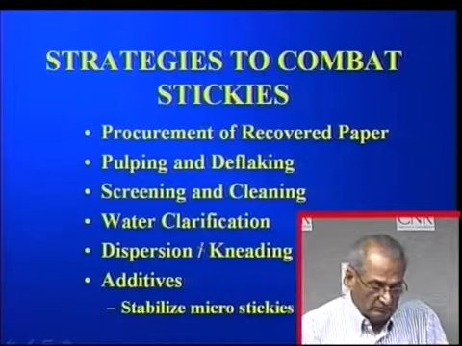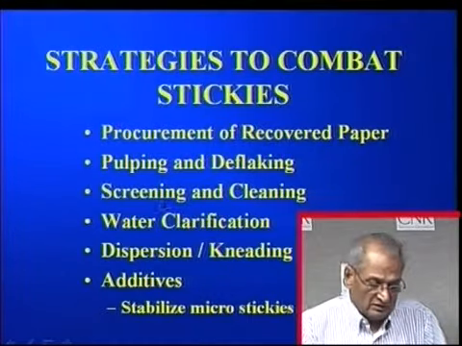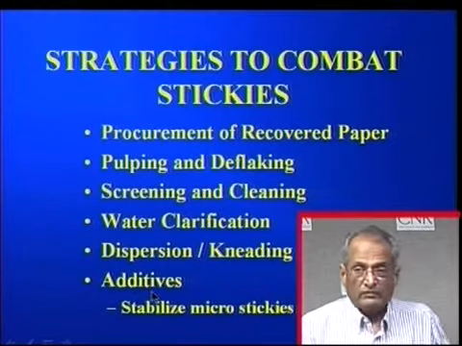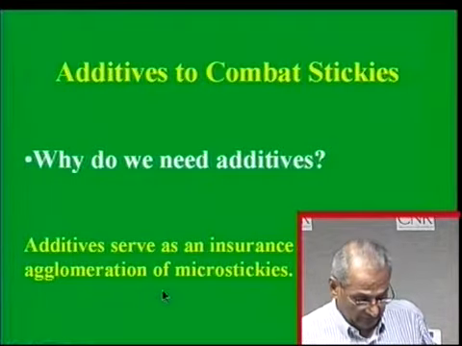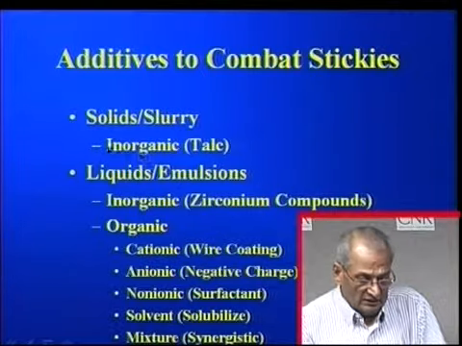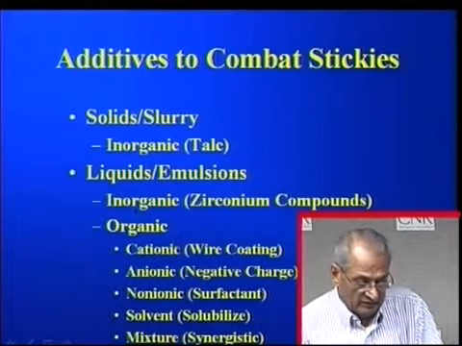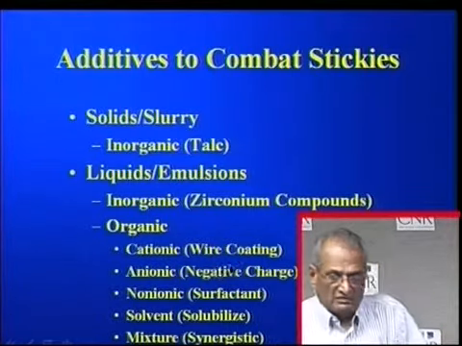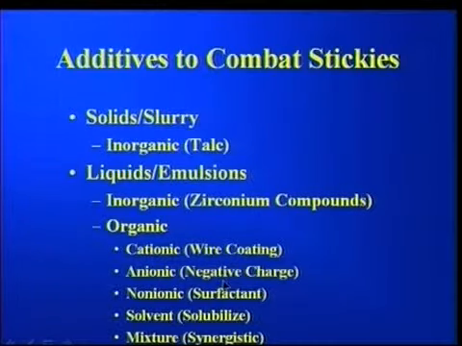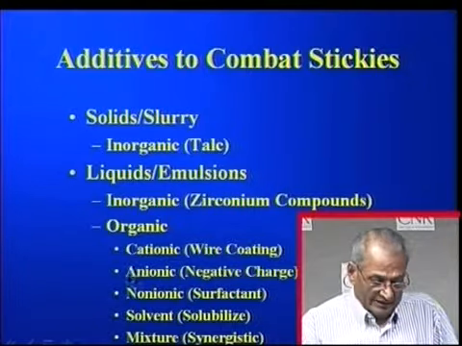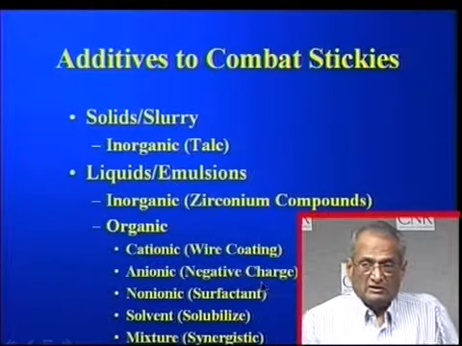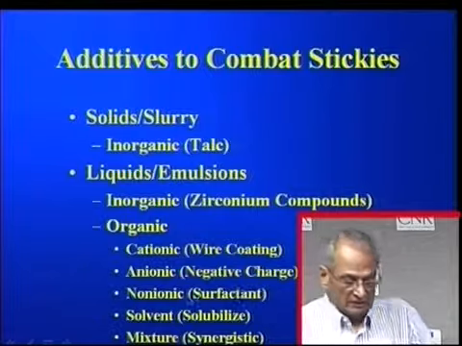Micro stickies, however, cannot be removed by this existing equipment. Some of them could be removed by the use of flotation, but most cannot be, and therefore you need additives to stabilize the micro stickies. Various kinds of additives are available in the market: inorganic, talc, and zirconium compounds, and organic, which are widely used, cationic, to spray on the paper machine wire, for example, to reduce the deposition of stickies, and ionic polymers are used to impart strong negative charge to the micro stickies so that they will repel each other and won't agglomerate.